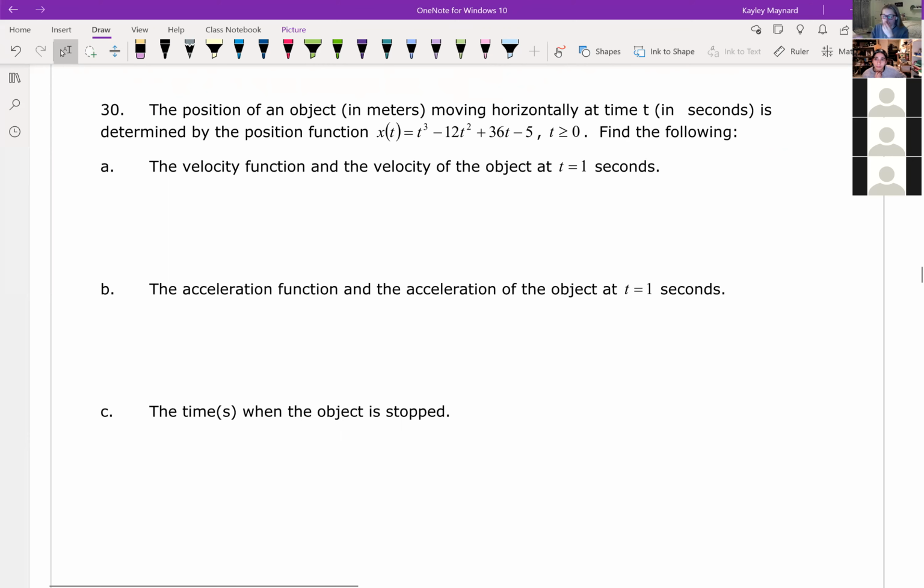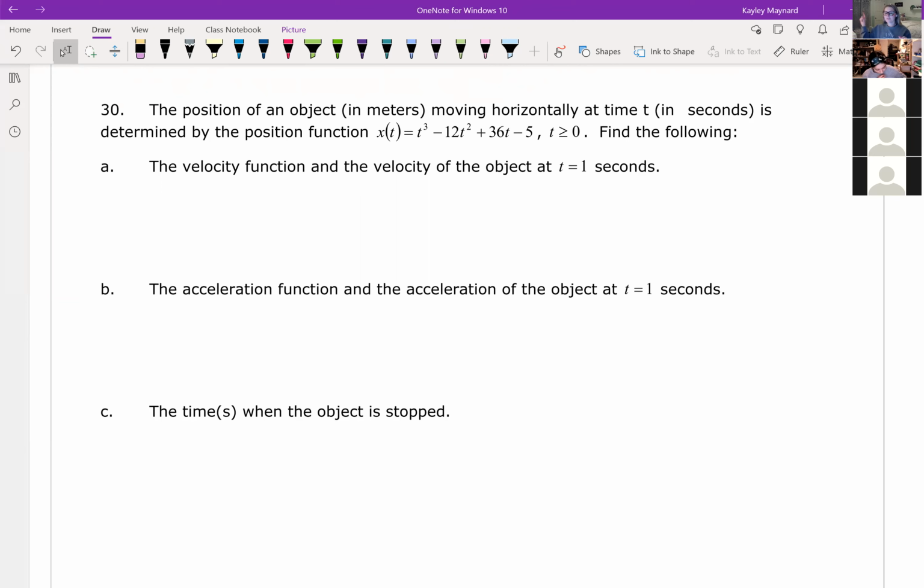Question A wants the velocity function and then the velocity of the object at t equals 1 seconds. This is where you have to remember the relationship between position, velocity, and acceleration. Hint, they are all related through derivatives. So velocity is the derivative of position.